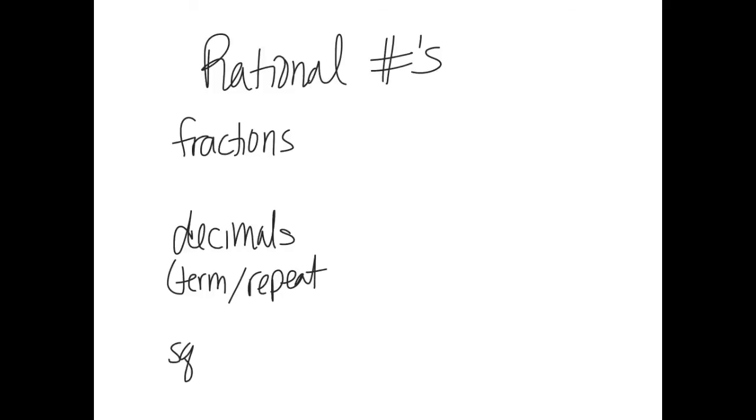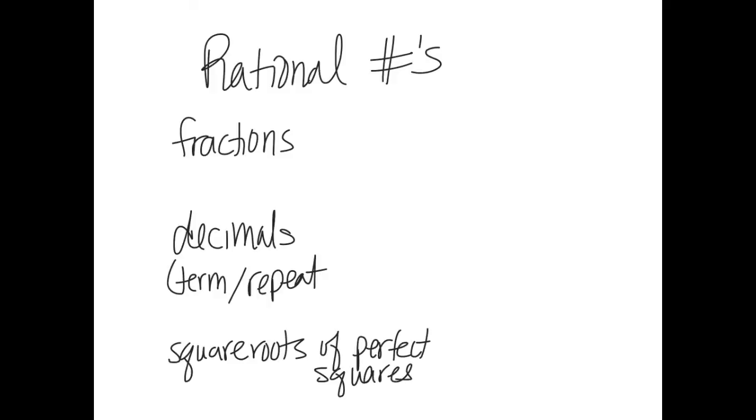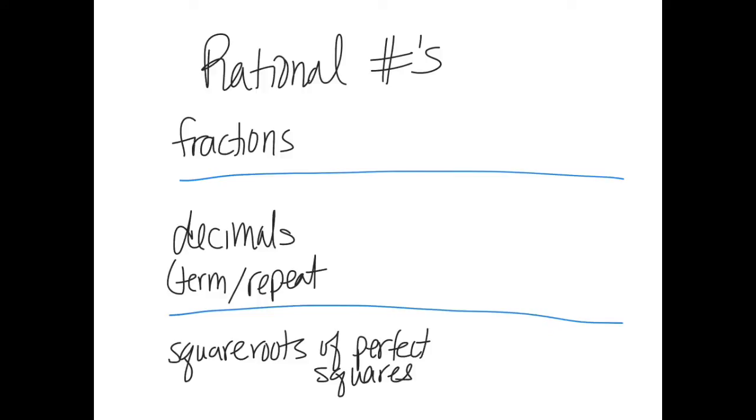Give me some square roots of perfect squares. So I would like you to list maybe 4 of each. So 4 fractions. Make sure you include positives and negatives. 4 decimals that are terminating, 4 that are repeating, and then see if you can come up with 4 square roots of perfect squares. So that's it for types or identifying rational numbers.